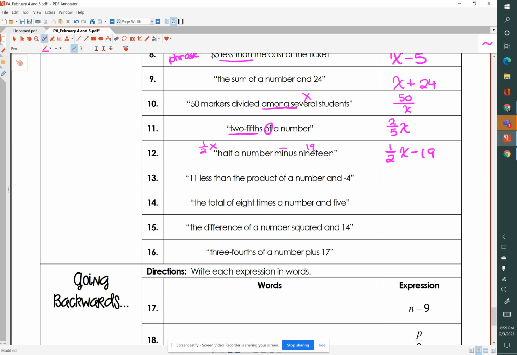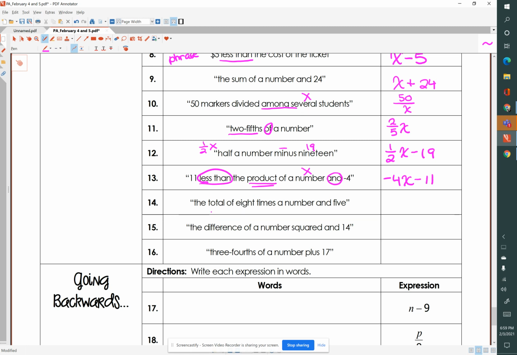So this is a turnaround phrase. So first we have to illustrate or represent the product of a number and 4, and this is not addition. Okay, we're multiplying a number and 4 because it's the product. So we've got our negative 4x, negative 4x less or minus 11.